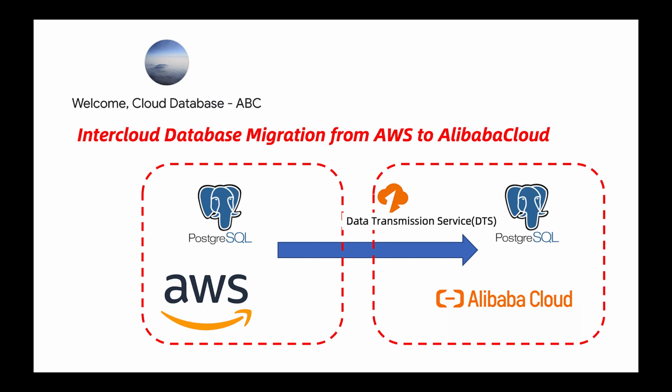Okay, that's all for today. Today we are using DTS, the Data Transmission Service provided by Alibaba Cloud, to migrate PostgreSQL from AWS to PostgreSQL.